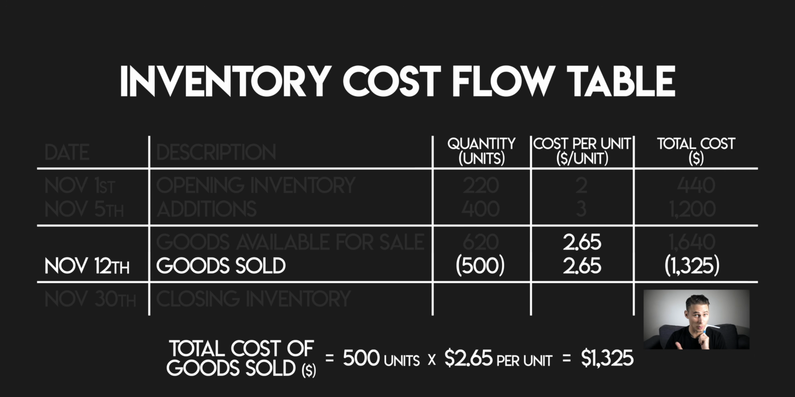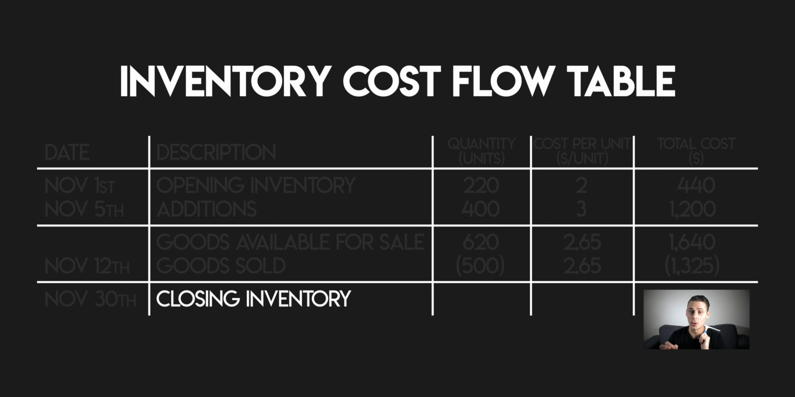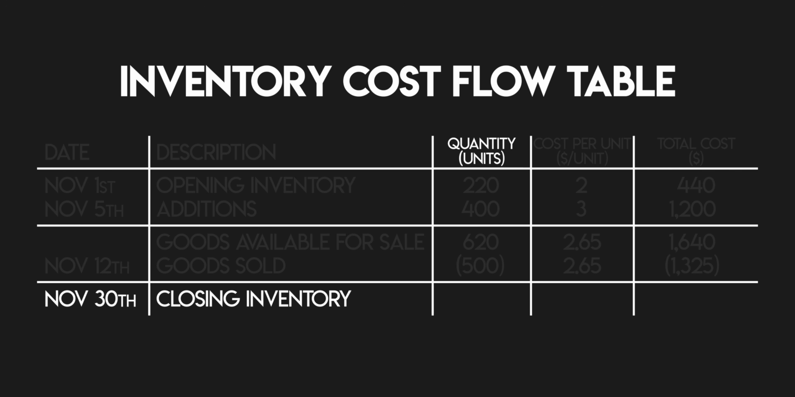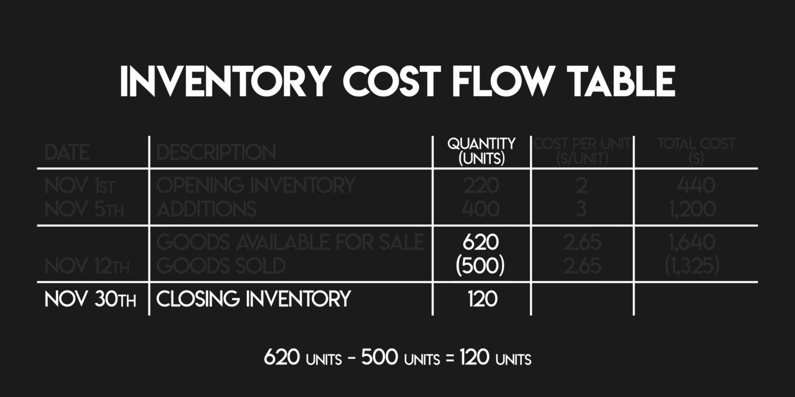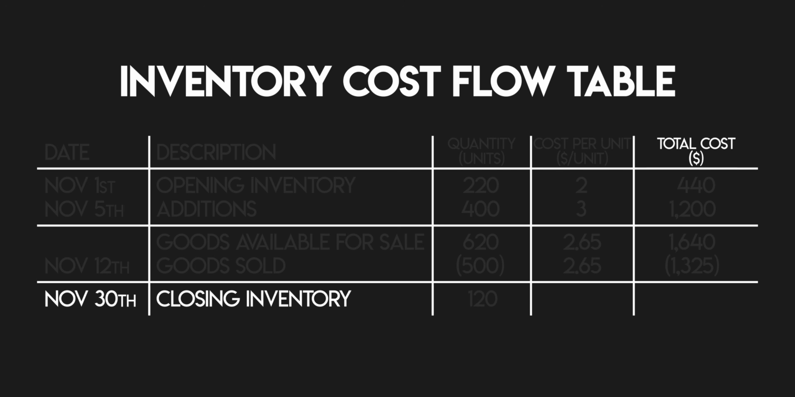Right, now let's jump forward to the end of the month and work out your closing inventory on November 30th. How many units of inventory do you have left over? Well, 620 minus 500 gives you 120 units. And the total cost of your closing inventory is 1,640 minus 1,325, which is $315 of inventory on hand kept in your balance sheet. Remember, we rounded your cost per unit earlier on, so this is an estimate.